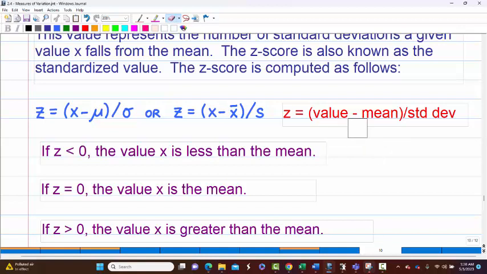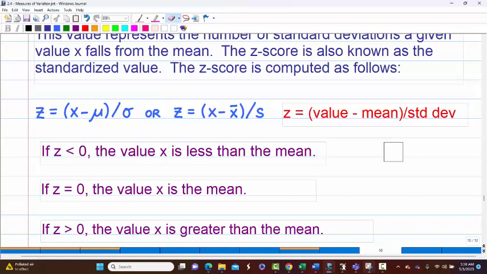So if you took 48, which is exactly 8 above 40, right? So it's one standard deviation above 40, because 40 plus 8 would be 48. But if you do the calculation, 48 minus 40 is 8, divided by 8 is 1. So you get a z-score of 1, meaning your value was exactly 1 standard deviation above the mean.